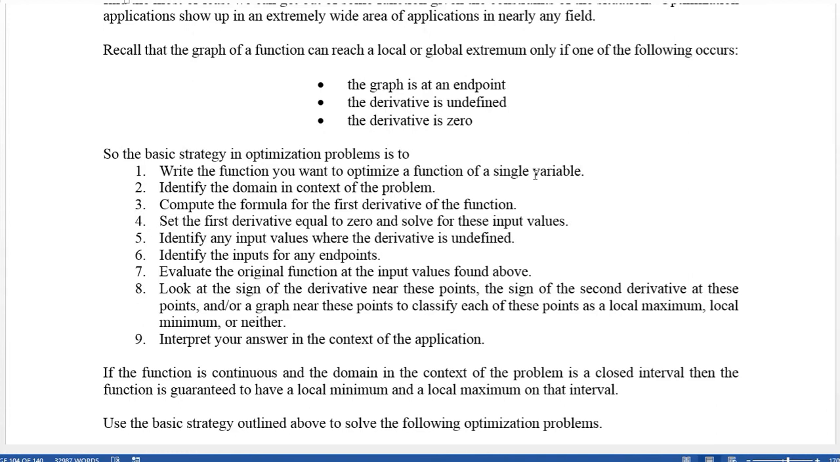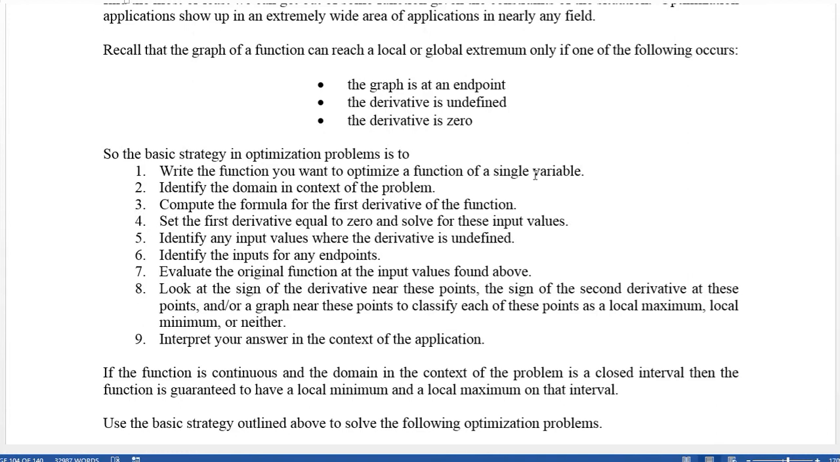Look for the sign of the derivative near these points, the sign of the second derivative near these points, and/or a graph near these points to classify each of these points as a local maximum, a local minimum, or maybe neither one of those things. And then interpret your answer in context of the application.